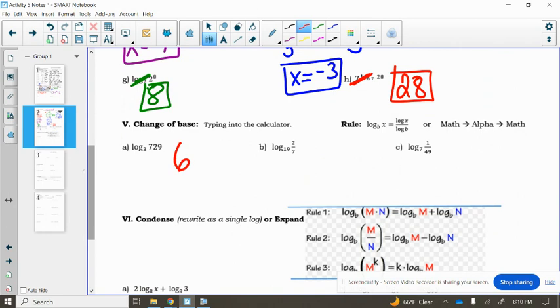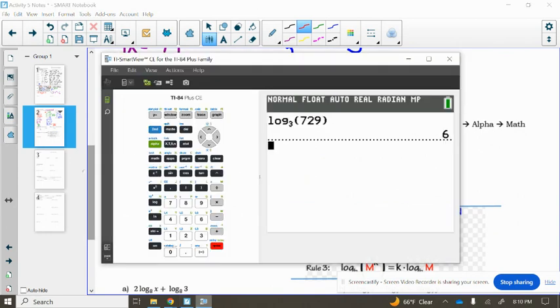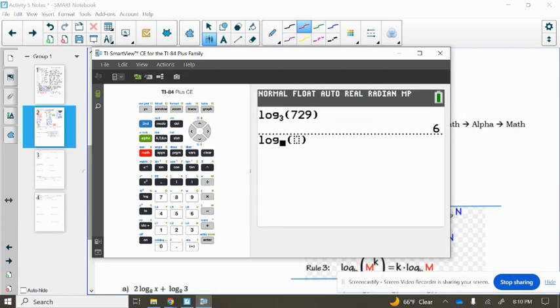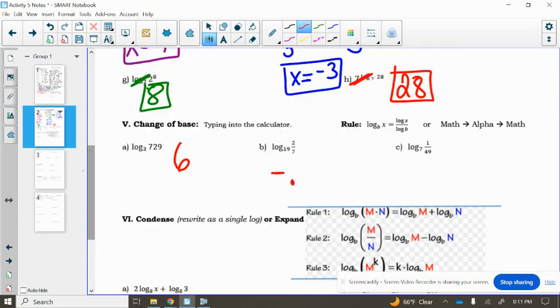You can also do this with ones that aren't going to work out quite as neatly. Again, math alpha math to double check this. For the second one, we have a base of 19 and then 2/7, and we get an answer, if we round to 3 decimal places this time, of negative 0.425 as the approximation. Now, what if your calculator doesn't do math alpha math?